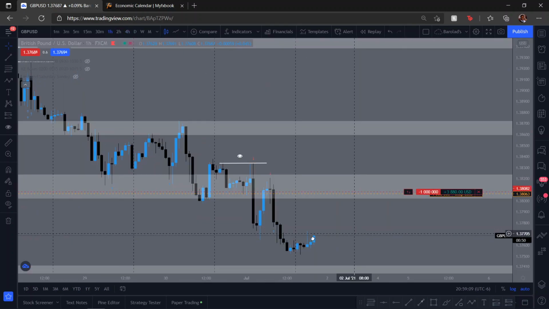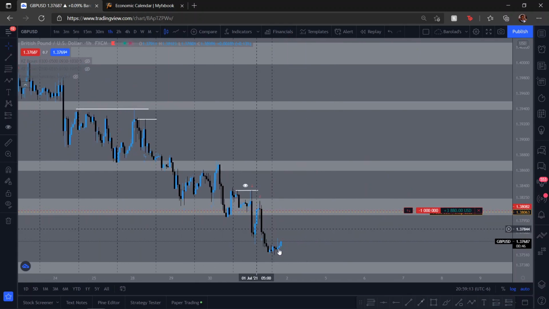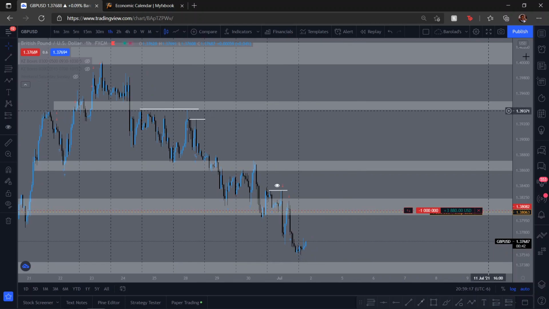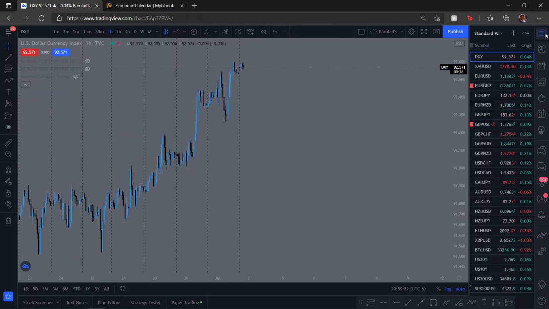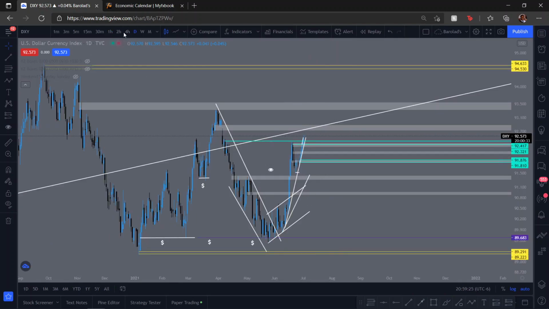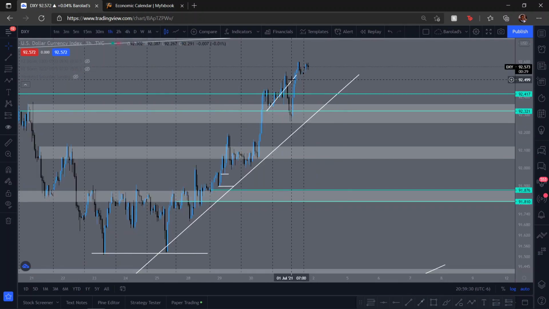Now NFP could come in here and I could take longs, but that just depends on what I'm seeing in the market, how price has been moving through London session. Now let's get a quick rundown of the DXY. The DXY is very important because it allows me to understand certain things that occur in the marketplace.